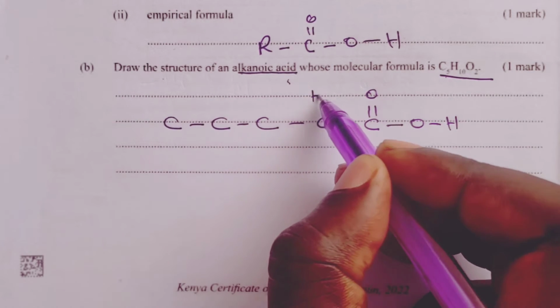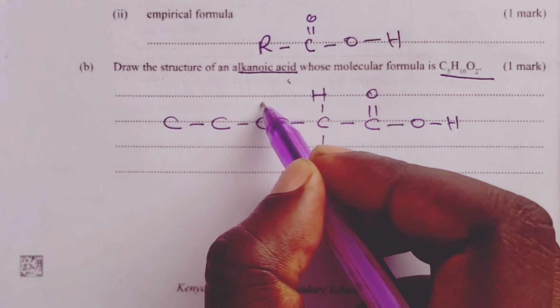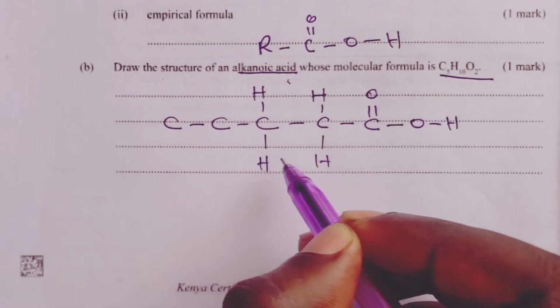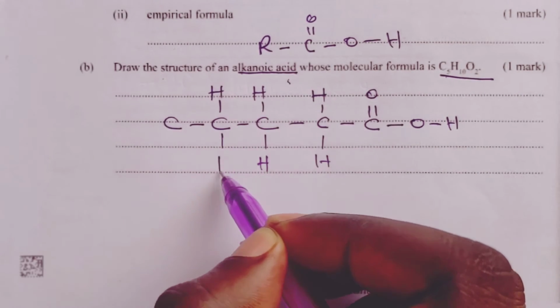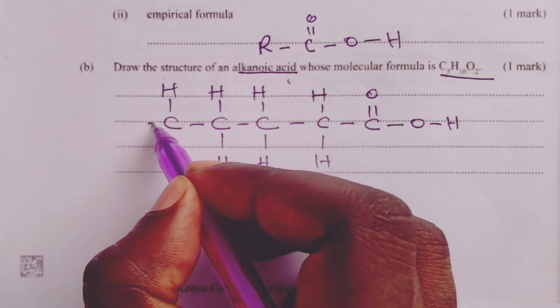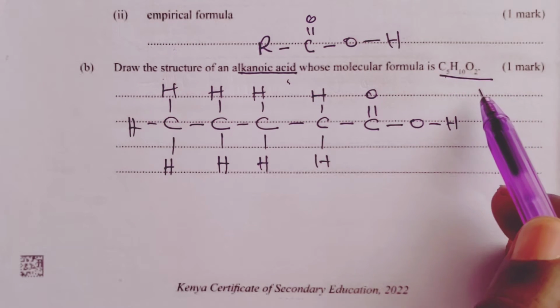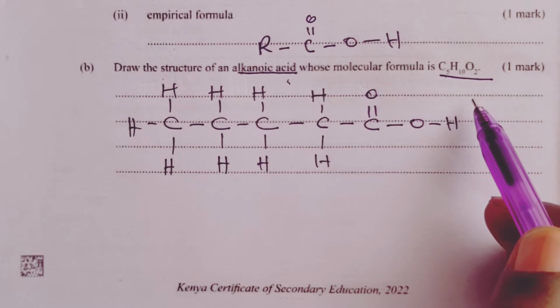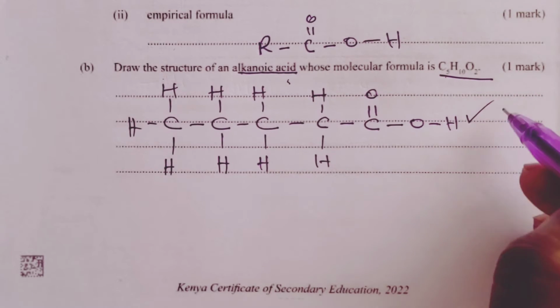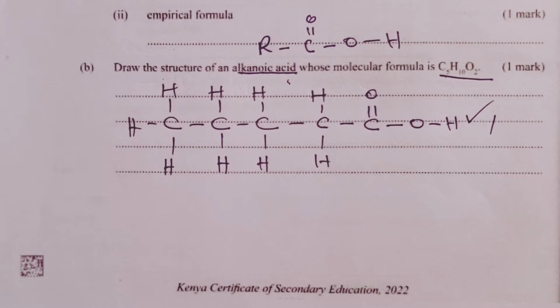Now, the rest of the carbons would then have hydrogens. This would be the required structure for our pentanoic acid. That is C5H10O2 for 1 mark. Next question is number 6. Number 6 was borrowed from reaction rates and reversible reactions.